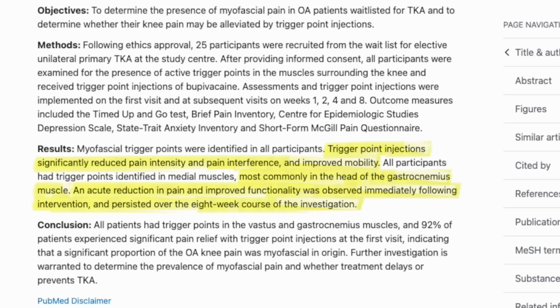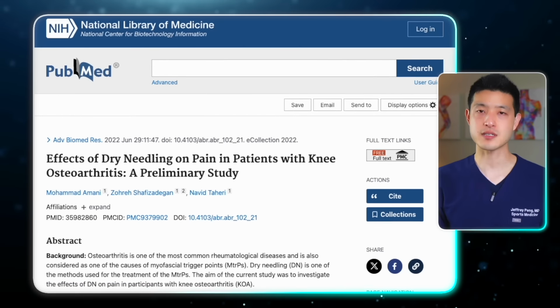The authors go on to conclude that 92% of patients enrolled in the study experienced significant pain relief with trigger point injections, indicating that a significant proportion of osteoarthritis knee pain was myofascial in origin. This means that a huge proportion of the pain that people experience from knee osteoarthritis came from the muscle, not necessarily the joint. This next study found similar results.